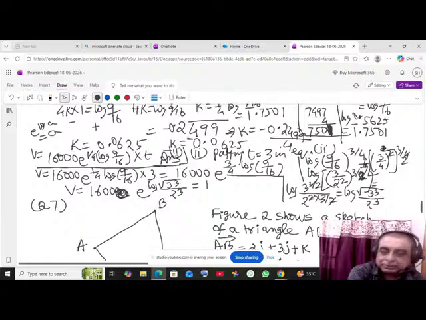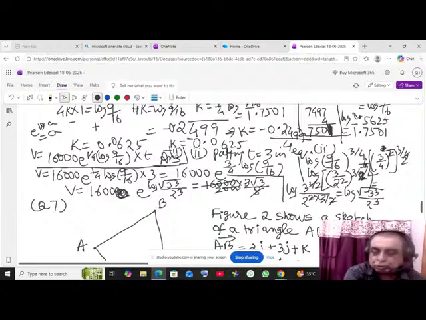So it will become 16,000 times the square root of 27, that is 3 root 3, divided by 2 to the power 3, which means 8. Dividing here, it becomes 2000. Now 2000 times 3 root 3. Now you find out the value of this.